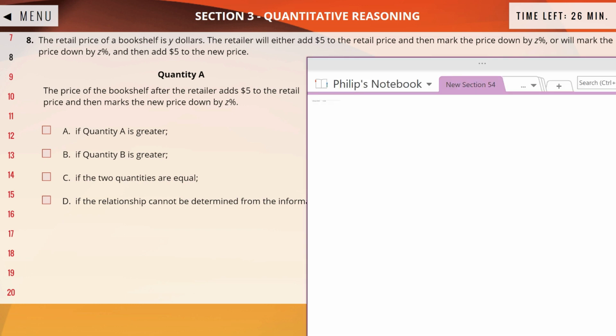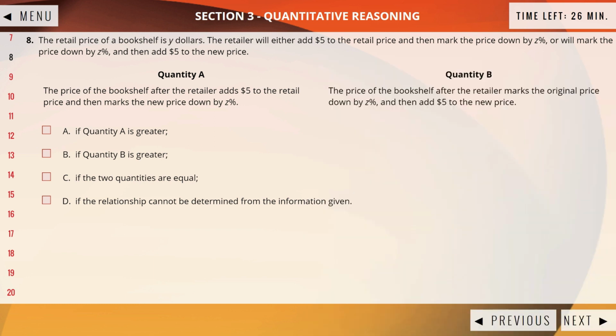This one, the retail price of a bookshelf is $Y. The retailer will either add 5 to the retail price and then mark the price down by Z%, or will mark the price down by Z% and then add 5. And the question is the price of the bookshelf after they add 5 and then mark down versus if they mark down and then add 5. Great question.